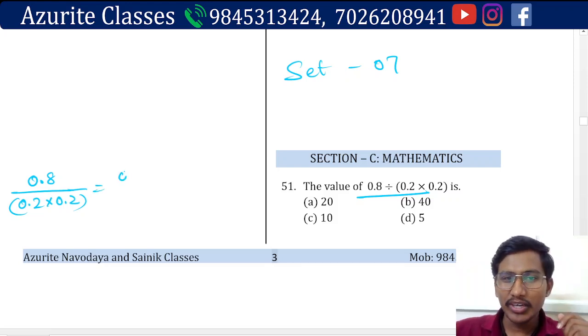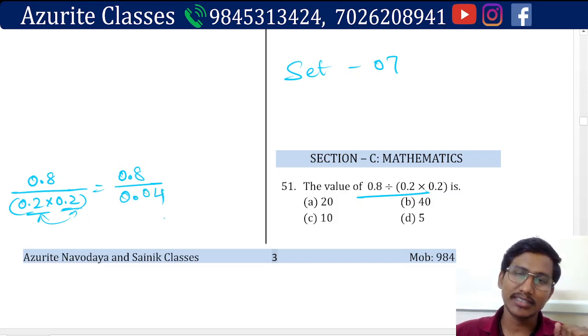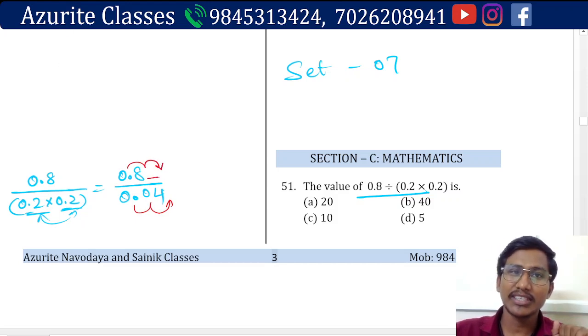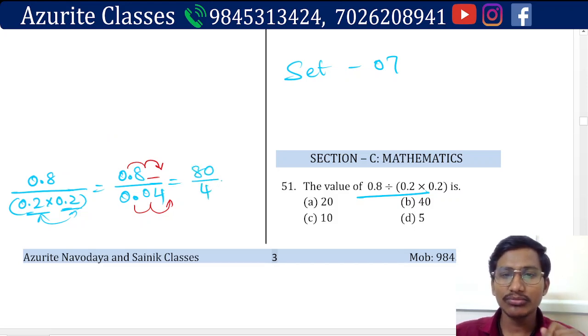So it will be 0.8 divided by 2 2s is 4, and 1 decimal place here, 1 decimal place here, 2 decimal places. So 0.04 will be the answer, right? So yes, 0.04. There are 2 decimal places now, so you have to shift 2 times. In the denominator we have to shift 2 times, here also 2 times, so 1 extra 0 will come here. So it will be 80 divided by 4. 80 divided by 4 is how much? 4 20s is 80. So the answer is option A.